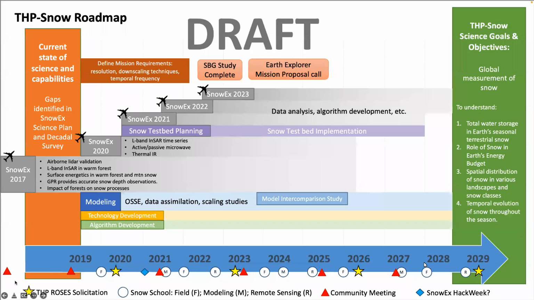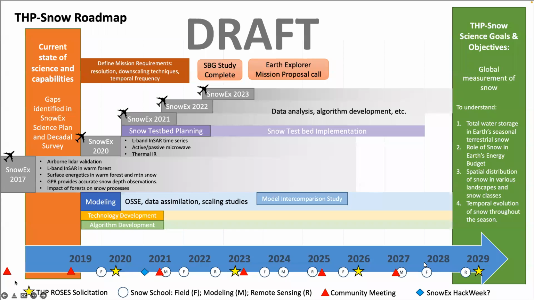Some of the pieces that fit in here are this SBG study that I'll talk about a little bit later, and this Earth Explorer mission proposal call. A lot of this data that you are all working with is to help us do a better job of understanding how we might observe snow from space. And then listed on there also are the THP ROSA solicitations. Those are the competitive calls for proposals that people submit to do snow-related work.